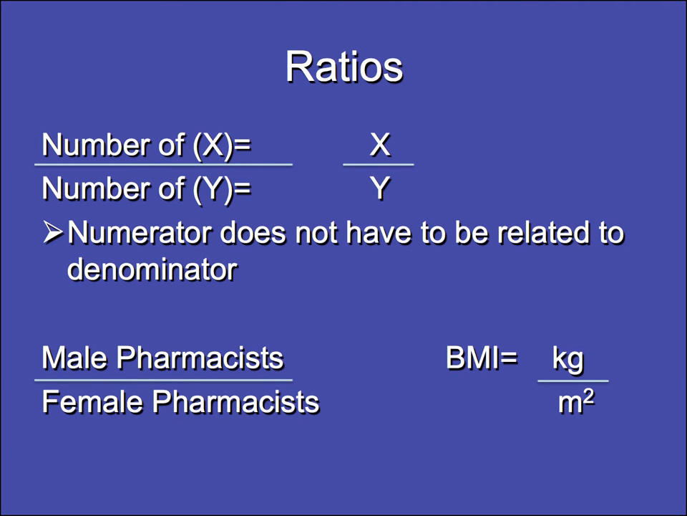Ratios do have a denominator, but the numerator and the denominator don't necessarily have to be related. You can have a ratio of male pharmacists to female pharmacists. This ratio does not have units. There are ratios with units, for example BMI or body mass index. This is measured in kilograms to meters squared.